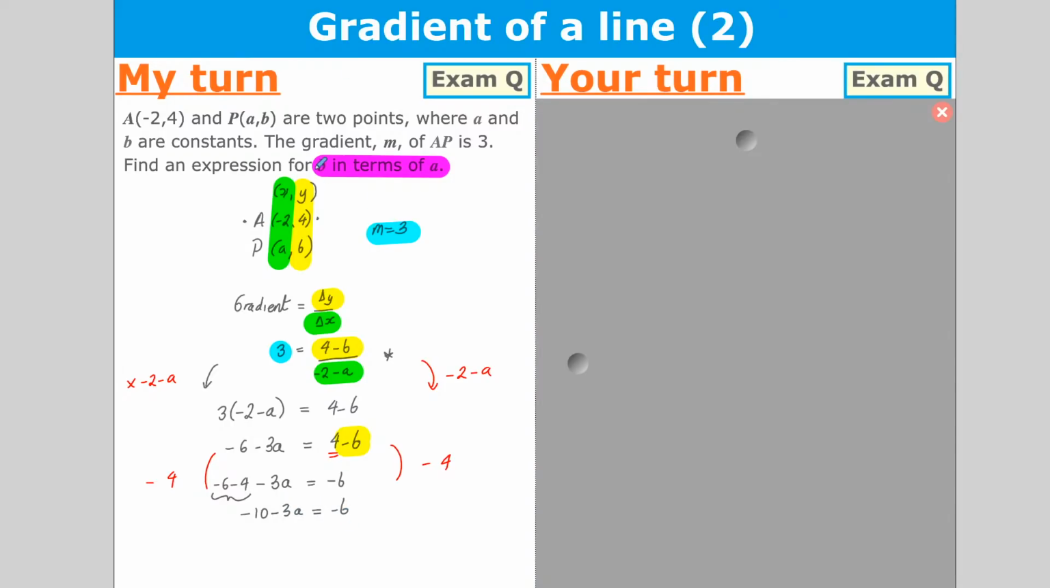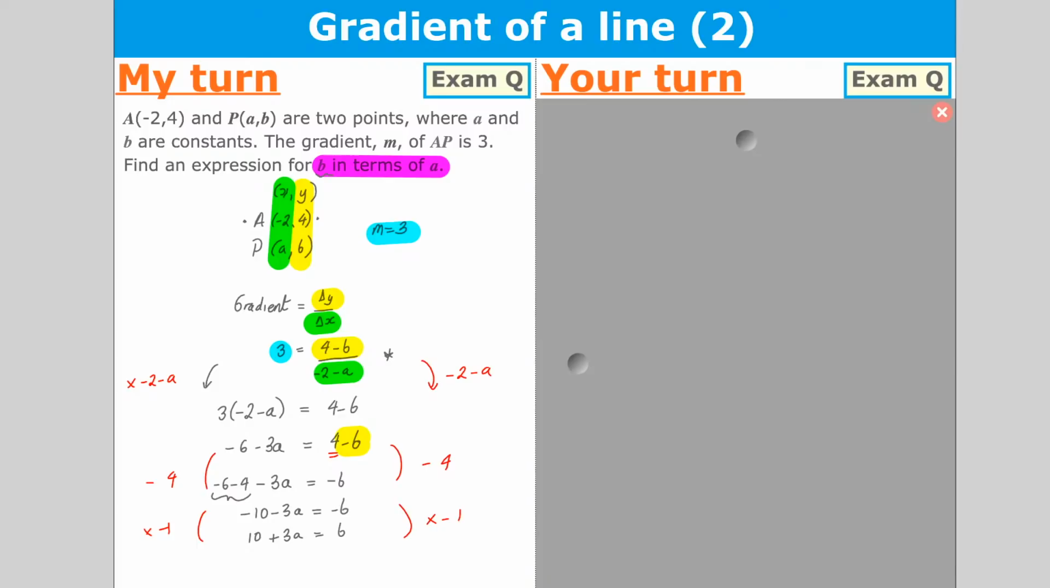Now, we were asked not to find an expression for -B, but to find an expression for B. So to tidy this up, to change -B into a positive B, I can multiply both sides by -1. That just changes the sign of each term. So this here would become positive B, this would become +10, and this would become +3A.